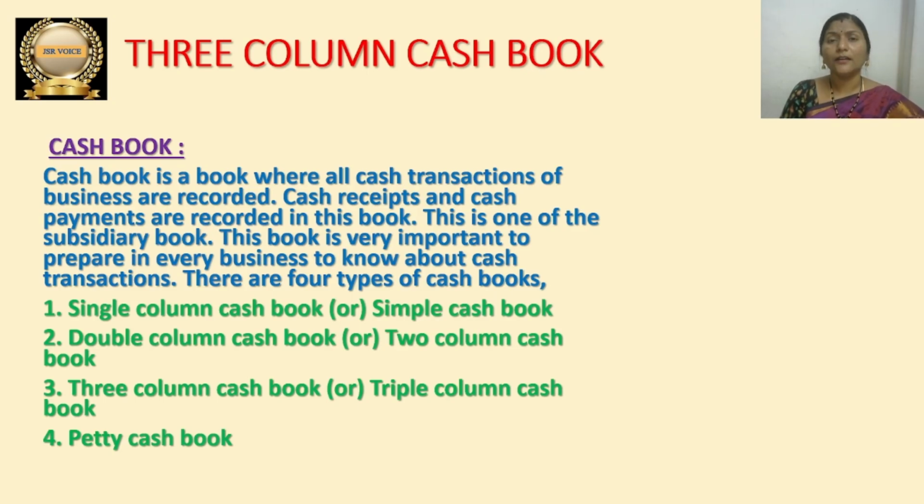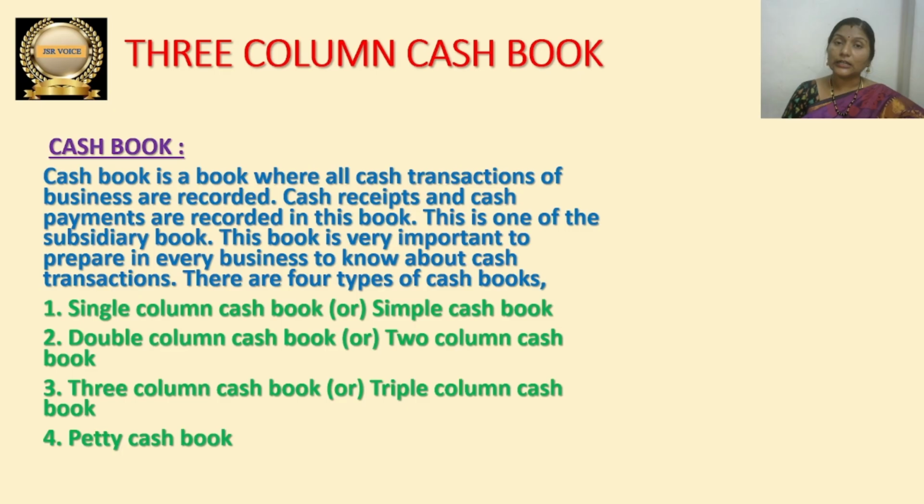Here we have mainly 4 types of cash books. One is the single column cash book, also known as the simple cash book. Here one amount column is available in the cash book. Next, the double column cash book, also called the 2-column cash book. In this 2-column cash book, 2 amount columns are available.